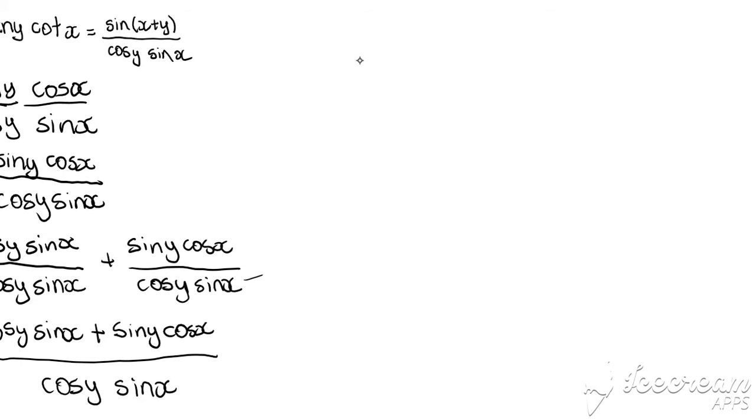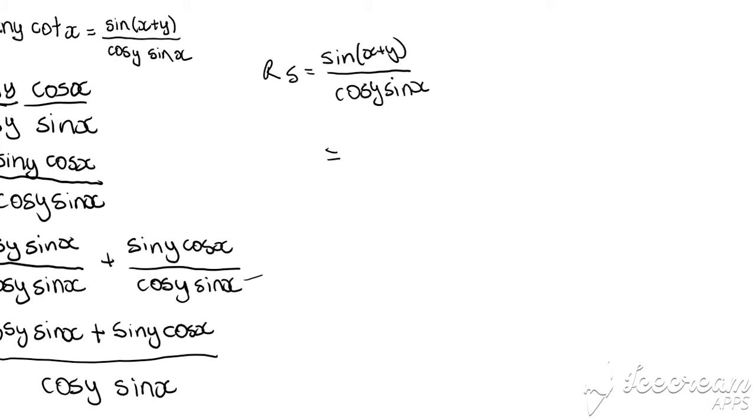Now with the right side of this equation, we have sine bracket x plus y over cosine y and sine x, which if you notice is the same denominator as what we had on the left side at the end. This means you're probably going to be working with the numerator.